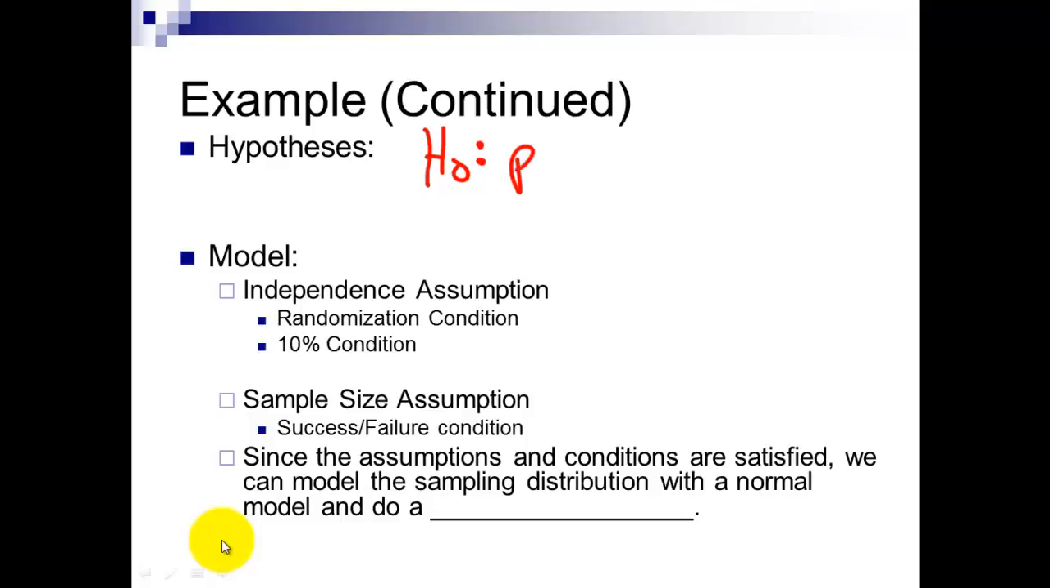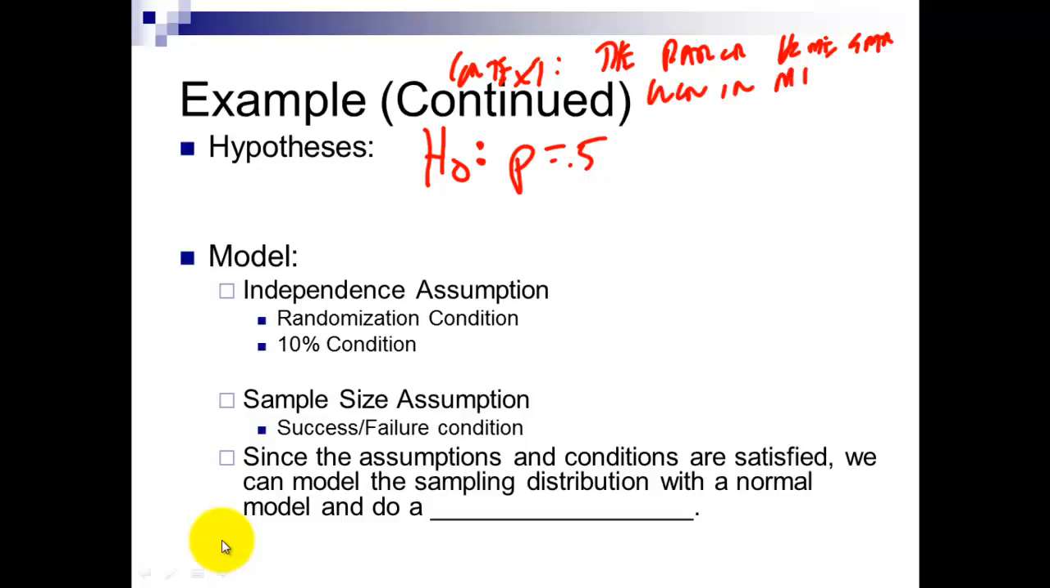P equals 0.5. Now, you should really write it out in context. The ratio of home games won in the MLB is 0.5. Give it a little context, and you just grab the context right out of the statement of the problem, right? And once you state the context for the null, it's implied for the alternative as well.